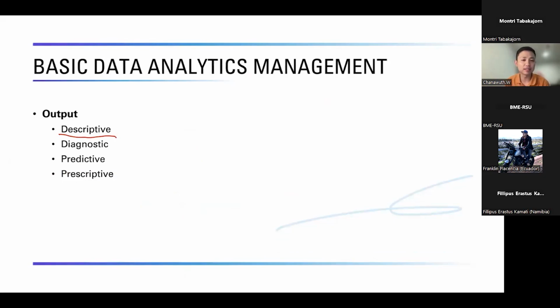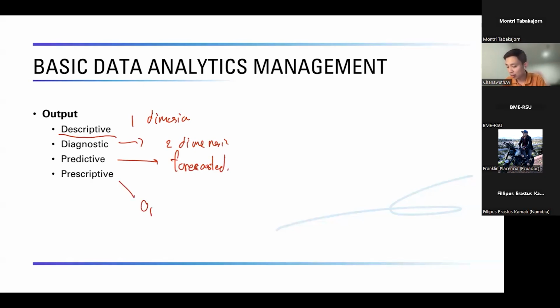I would like to wrap up this slide again, because you are management or ordinary users, not technical. This is very understandable. So descriptive type is one dimension of data. Diagnostic is two dimensions. Predictive is forecasting the future, and optimization in your job assists your plan. That is the prescriptive type. That's the basic concept.